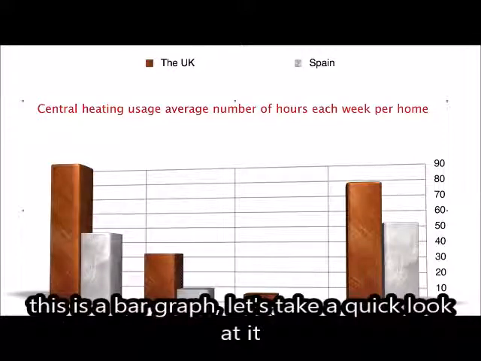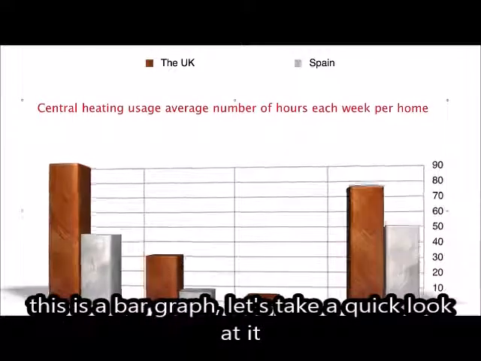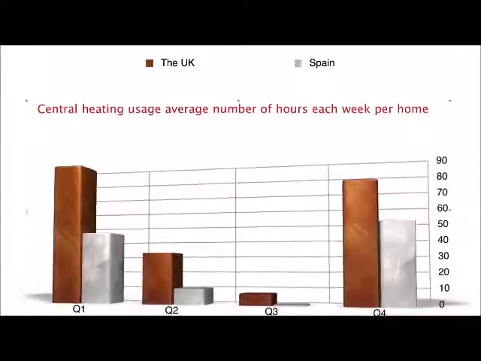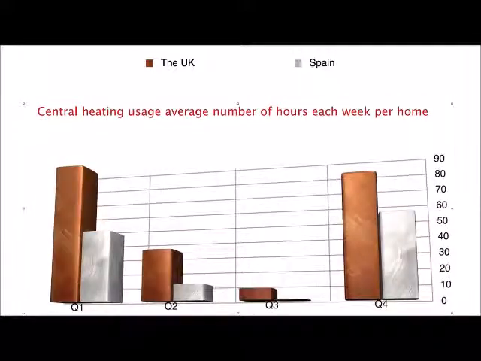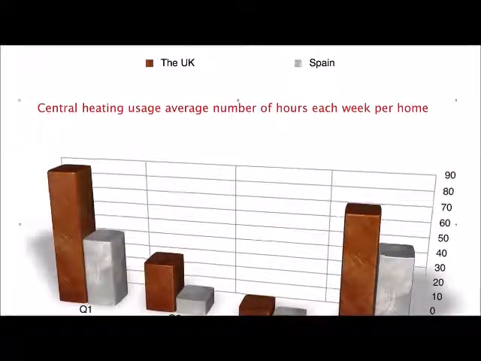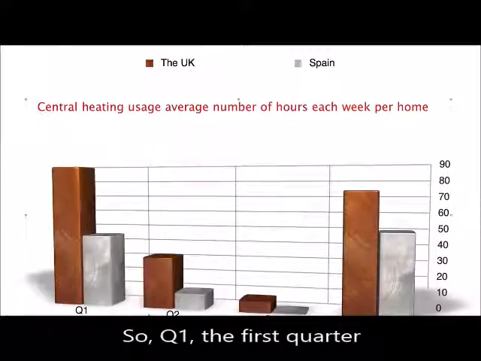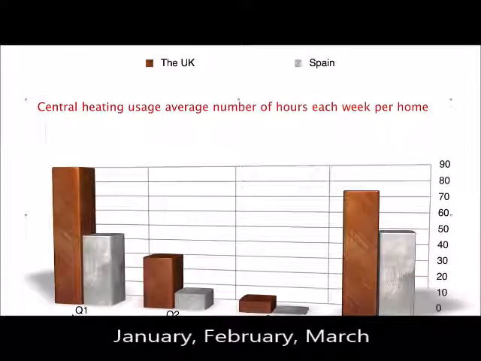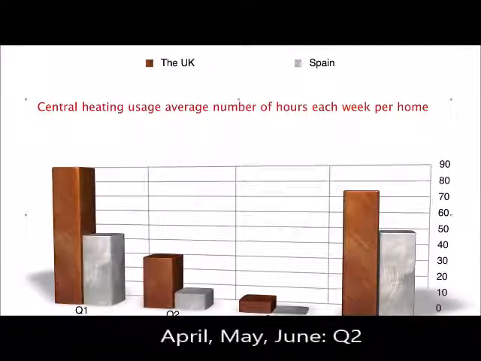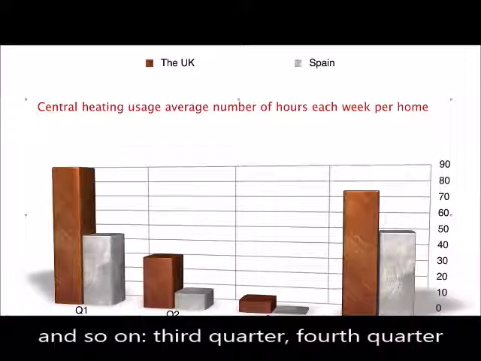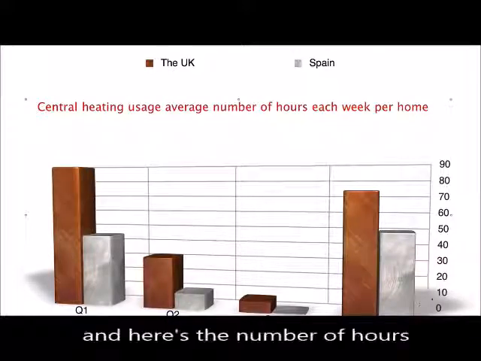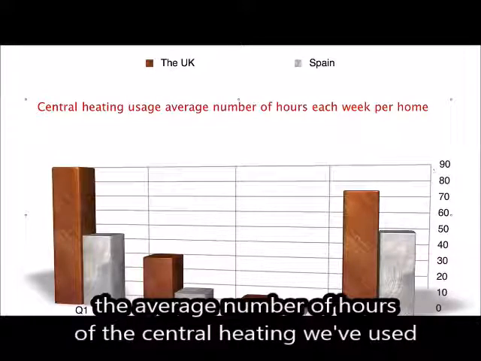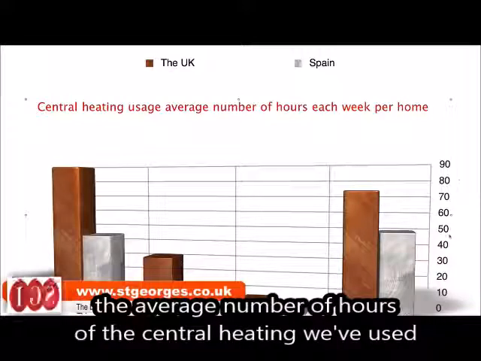This is a bar graph. Let's take a quick look at it. So, Q1, the first quarter: January, February, March. April, May, June: Q2. And so on. Third quarter, fourth quarter. And here's the number of hours, the average number of hours that the central heating was used.